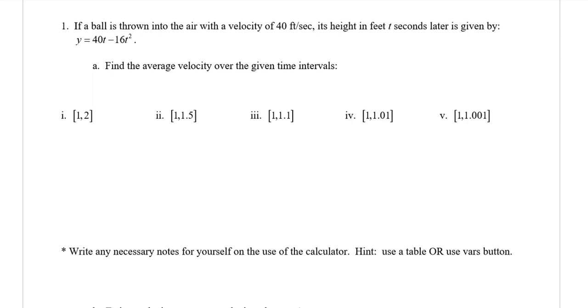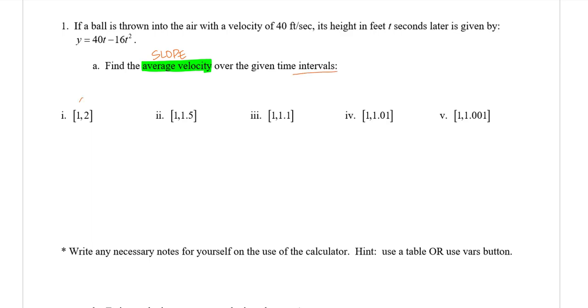So our first question says if a ball is thrown into the air with a velocity of 40 feet per second, its height in feet t seconds later is given by y equals 40t minus 16t squared. The first question that we're going to do 5 different times is find the average velocity over the given time intervals. This is definitely what I would consider to be prior knowledge, because average velocity is really just slope between the two given points. Now, unfortunately, they give me time intervals.